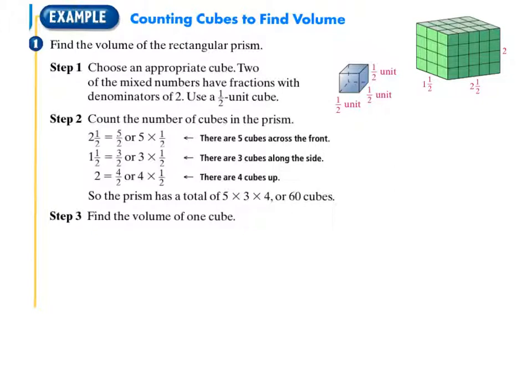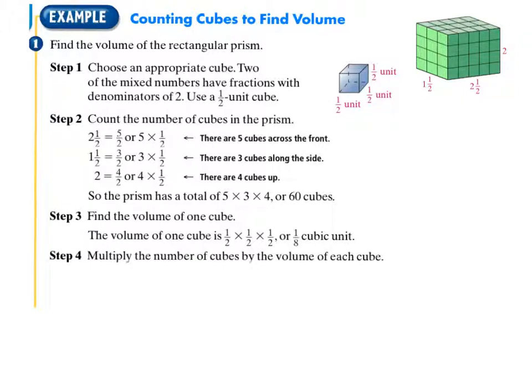So we want to find the volume of 1 cube. And we know our 1 cube is a half by half by half. So half times half times half is 1/8, so 1 little cube is 1/8 of a cubic unit. So we multiply the number of cubes by the volume of each cube. So 60 times 1/8 equals 60/8, which simplifies down to 15/2, which then simplifies to 7 1/2. So the volume of the prism is 7½ cubic units.